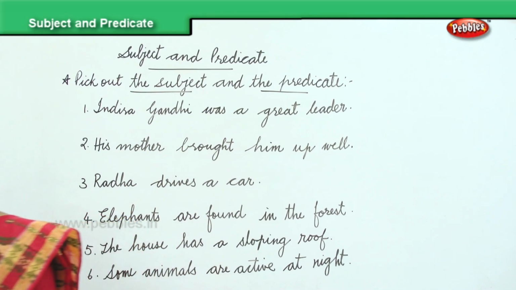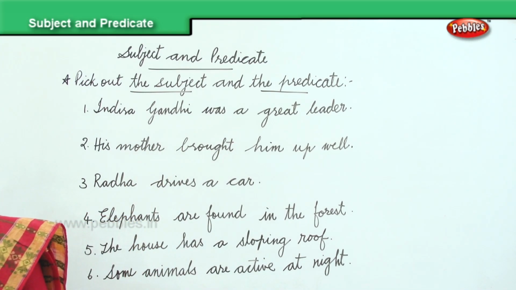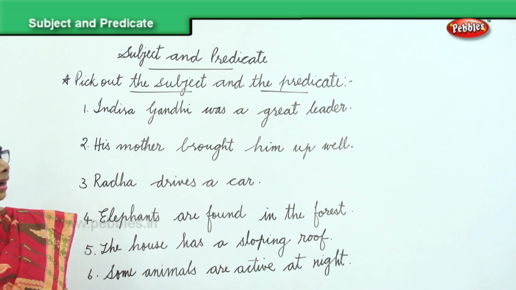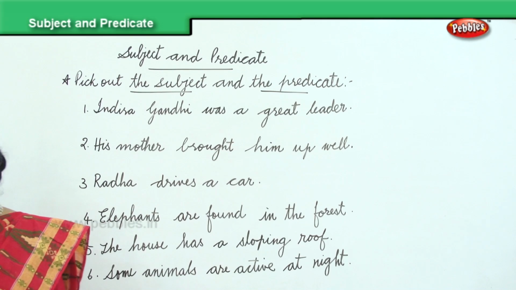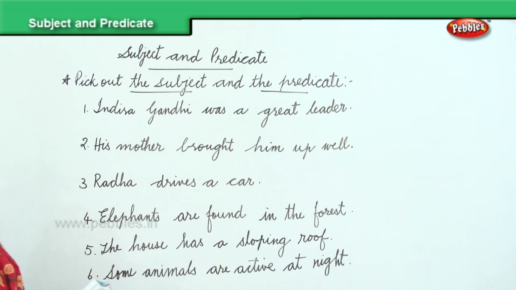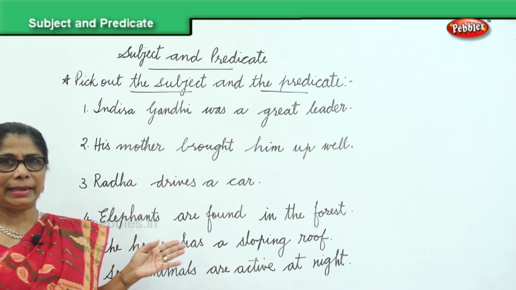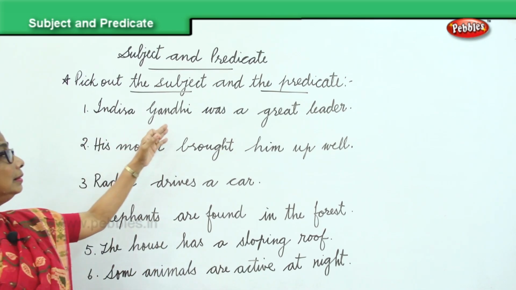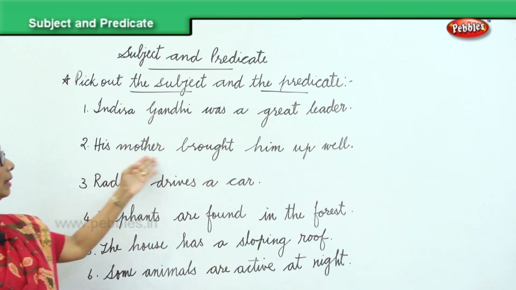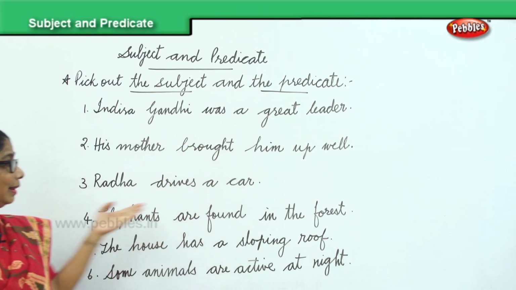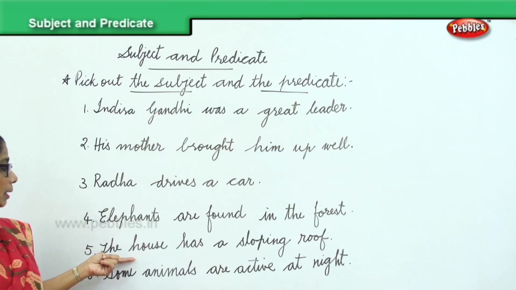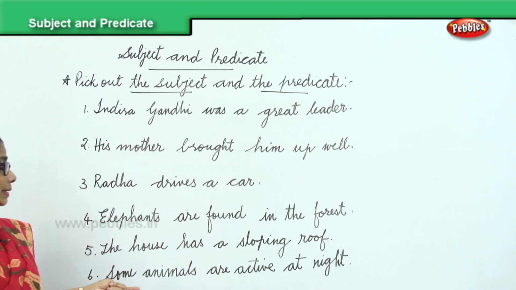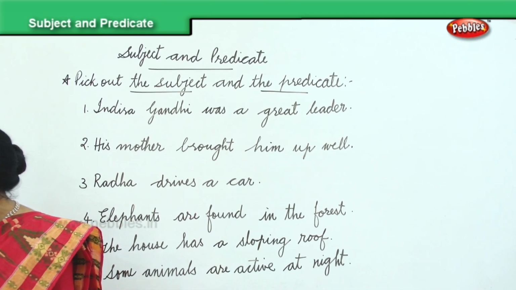So now we have 6 sentences here, and these sentences are complete. They have a subject and a predicate. So now we are going to look at the sentence. We are talking about subject and predicate. Pick out the subject and the predicate. Indira Gandhi was a great leader. His mother brought him up well. Radha drives a car. Elephants are found in the forest. The house has a sloping roof. Some animals are active at night.